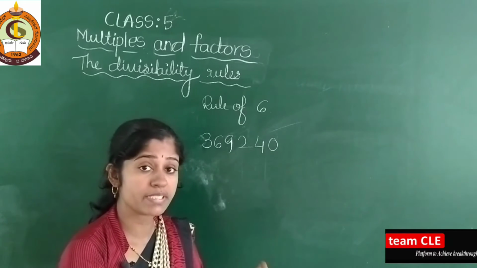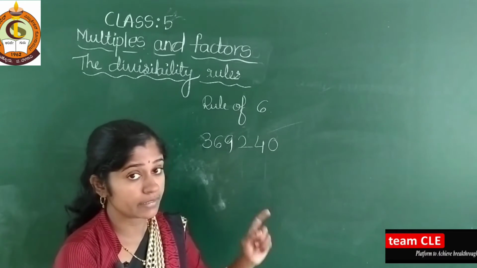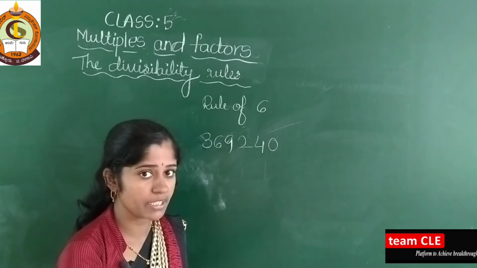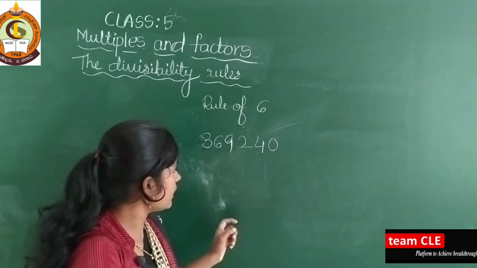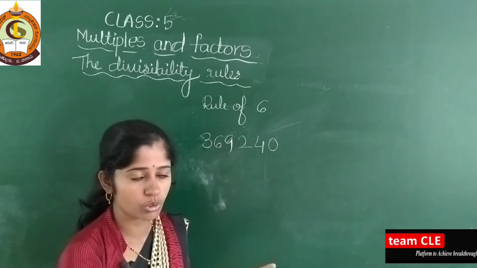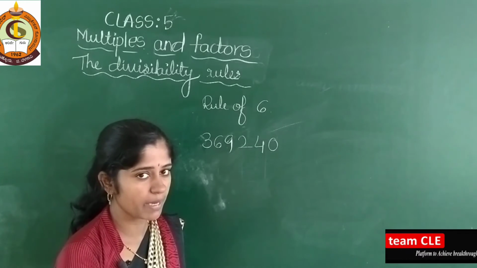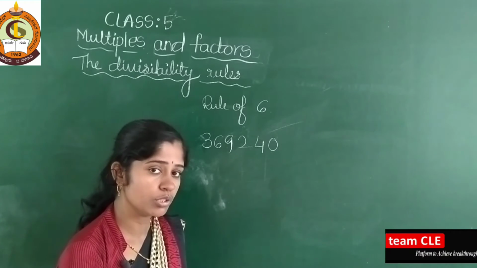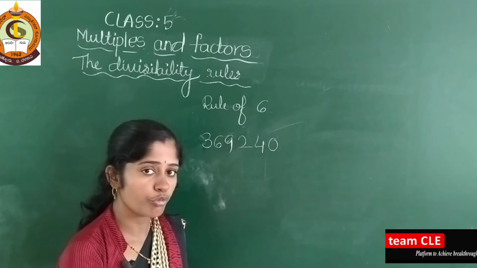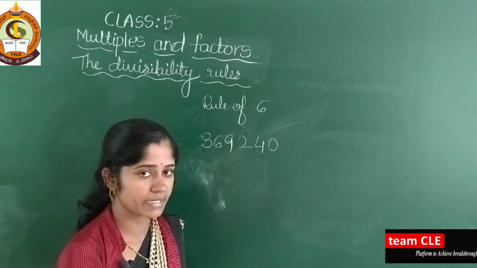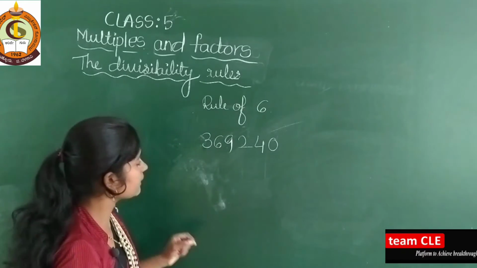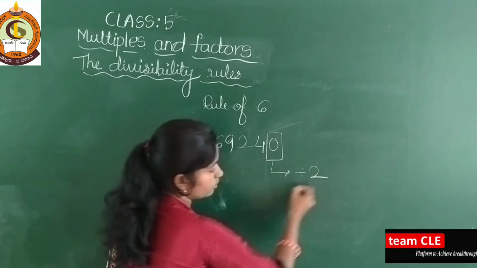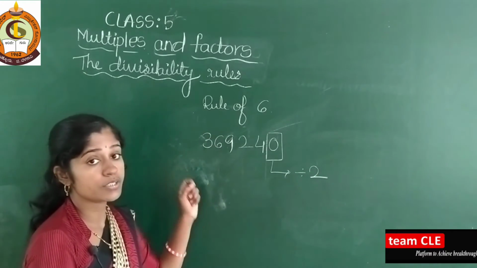If a number is divisible by 2 and 3, then that number is also divisible by 6. I hope you are getting my point. Already you know the divisibility rule of 2. What is the divisibility rule of 2? If in the ones place there is 0, 2, 4, 6 or 8, then that number is divisible by 2. Here 0 is there, so this number is divisible by 2, isn't it? Because in the ones place 0 is there.